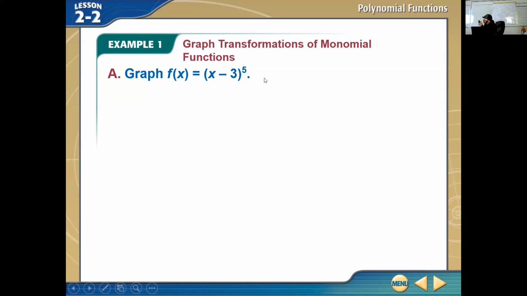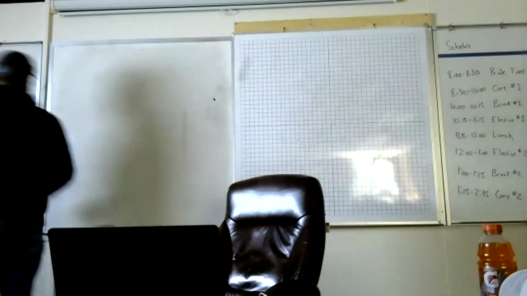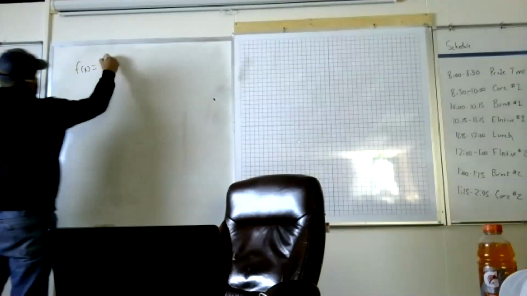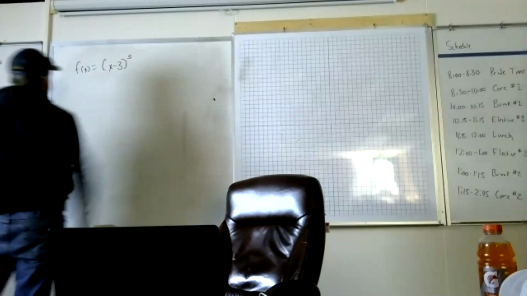Okay, what you could do to graph this is just pick a series of points. I want to pick 3 to make sure that I have it. I think you can do a good estimate of any function based upon 3 points, but to really drive it home, I'm going to pick about 5. So my f of x is equal to (x minus 3) to the fifth.